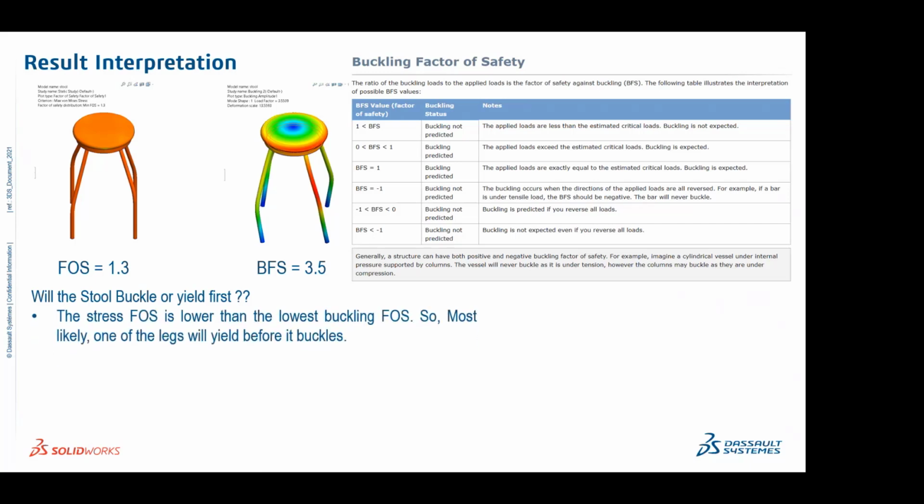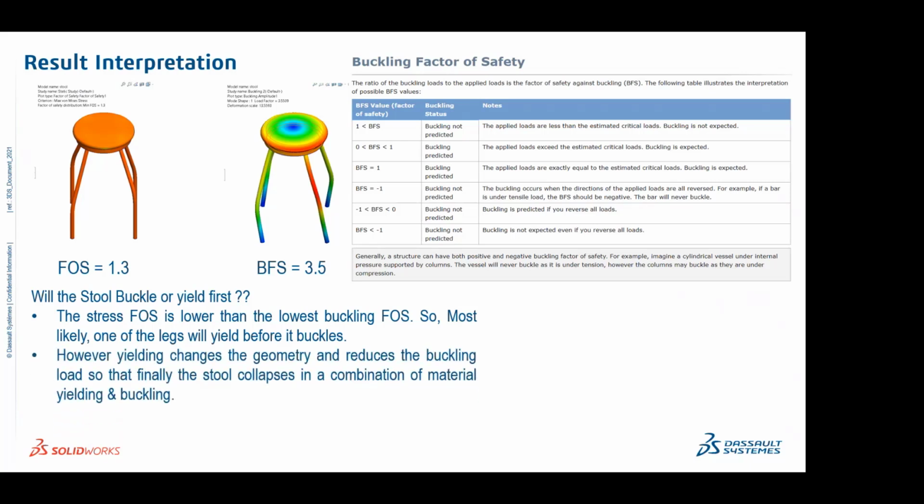So what we understand is that the stress factor of safety is lower than the lowest buckling factor of safety. So we can predict that before buckling, for this example, your stool is going to yield first, right? However, once the yielding happens, the geometry reduces the buckling load, and finally this stool is going to collapse, right? So that's what I was talking about on the post buckling phenomena.